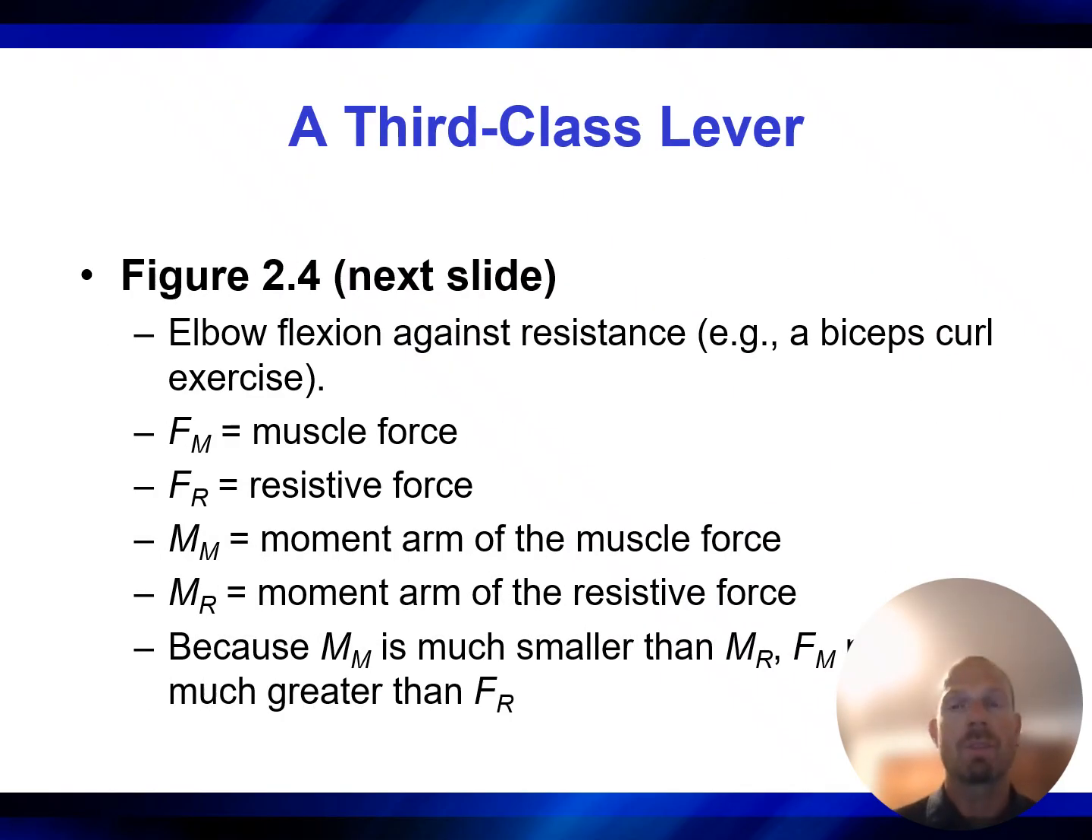Think of the classic biceps curl. Your elbow is the fulcrum, the dumbbell in your hands is the resistive force Fr, and the biceps tendon inserts just below the elbow, Fm. Because that muscle moment arm MM is tiny compared to the forearm's length MR, your biceps must pull with incredible force.